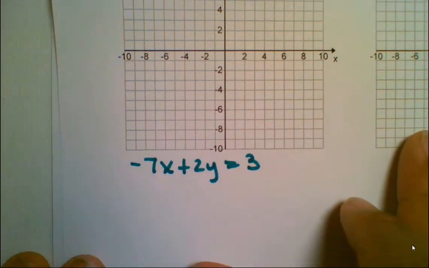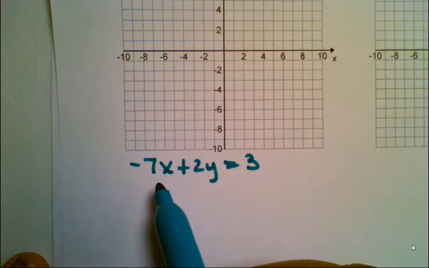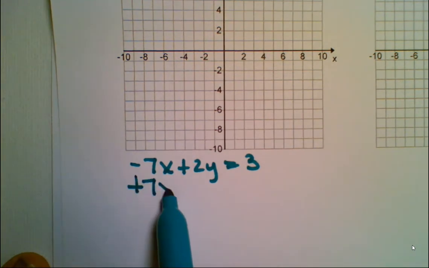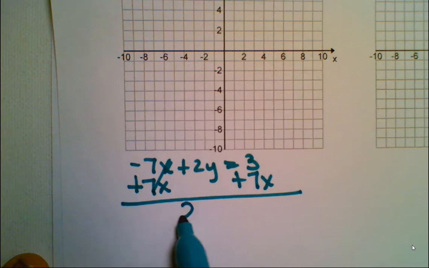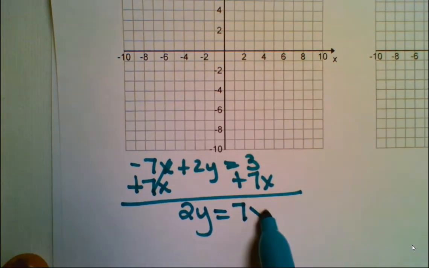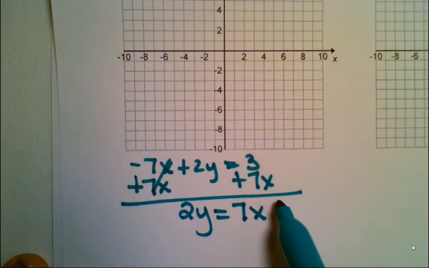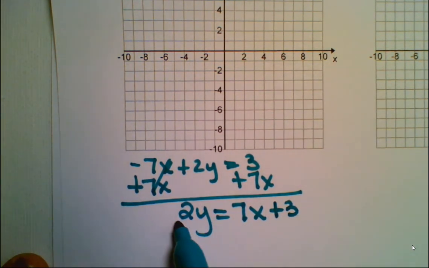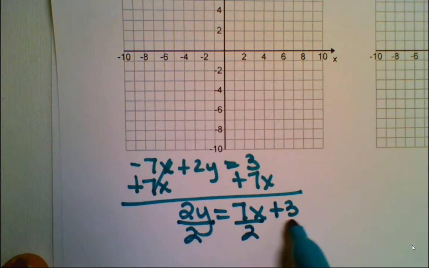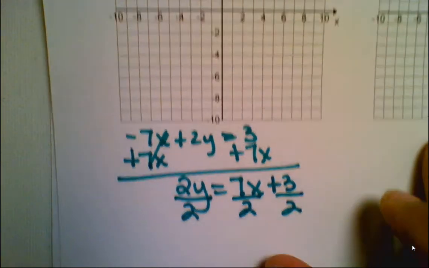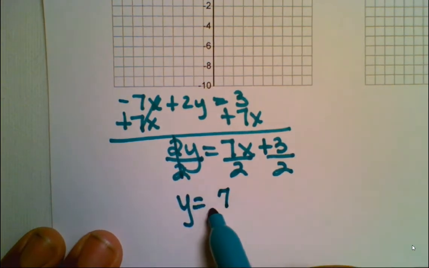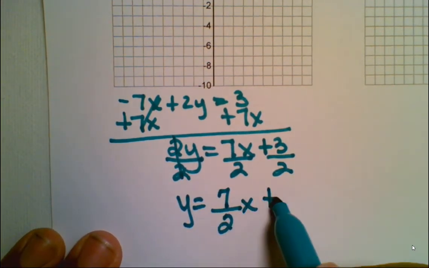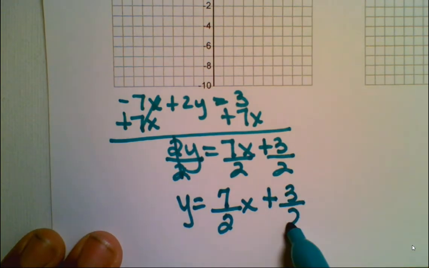In solving for y, we're going to bring over the variable term of x. So we're going to add 7x to both sides. We have 2y is equal to 7x plus 3. Then our last step, we're going to divide by 2. And we have y is equal to 7 over 2 x plus 3 over 2.